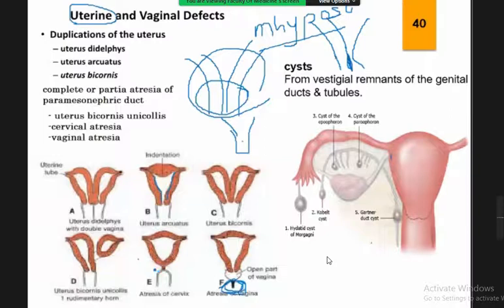It may be atresia of the cervix. The uterus is okay, the cervix is okay, but the vagina... there is atresia of the cervix. There are those that they may not even have shown us here. The uterus and the cervix form, and it ends here without forming a vagina. The complete agenesis of the vagina.